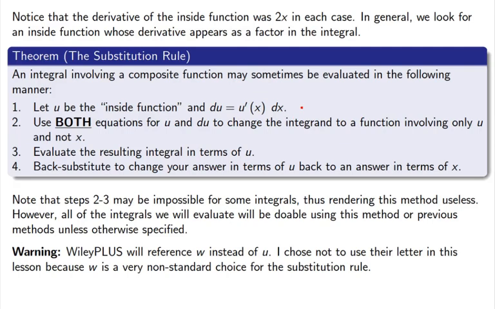And then when we create those two equations, we will use both of them to change the integral to an integral in terms of u. We will solve the integral, and then once we solve the integral, we'll have an answer in terms of u that we need to change back. We call that step back substitution. And one important thing about this rule: you pick u, and then du is calculated. Du is always the derivative of u. So again, you pick the value u, and then take the derivative to calculate du.